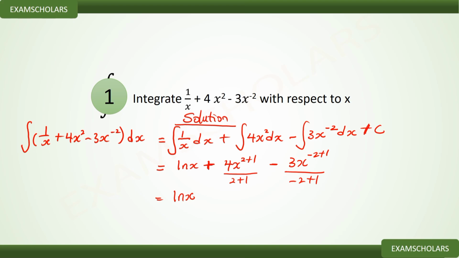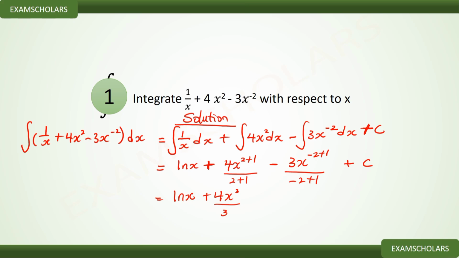Finally, you are going to add plus constant here. When you integrate, you add a constant, because while differentiating, you might have some numbers that become 0 when you differentiate them. So we don't know. That is why we add plus constant after integrating. So you have ln x here. This one will be what? Plus 4x raised to power 2 plus 1 over 3. Okay, now this one will be 3.